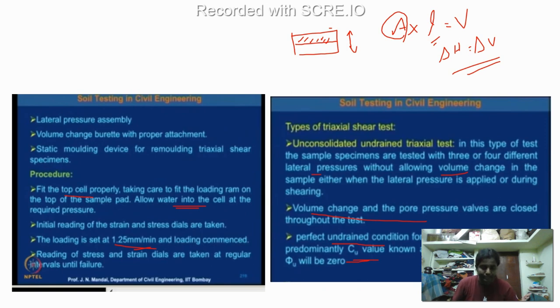When you are going to do the test, you have to make sure that your soil is fully saturated. That's why we apply a back pressure, as in the earlier discussion. We have to apply back pressure and make sure it's saturated, and we'll get a Cu value. Generally in this test your phi will be 0. The angle of internal friction is going to be 0.